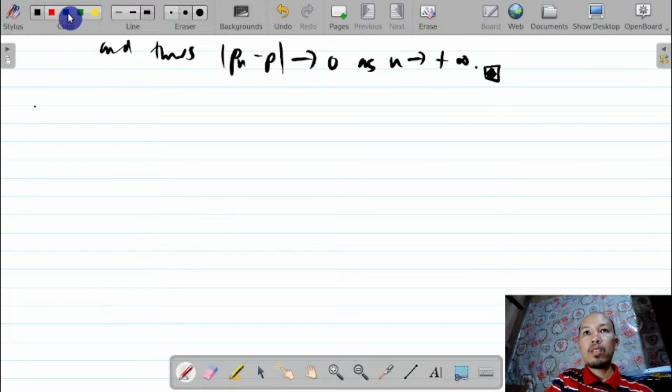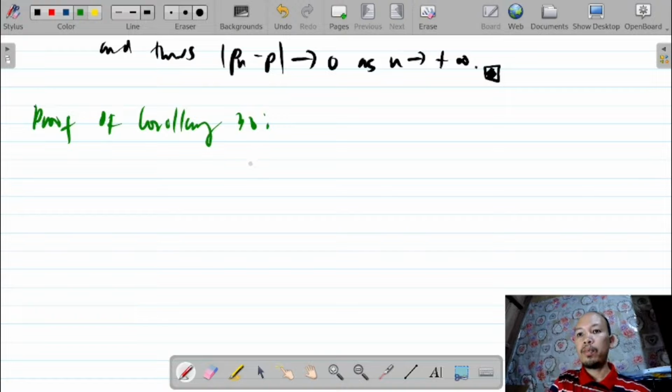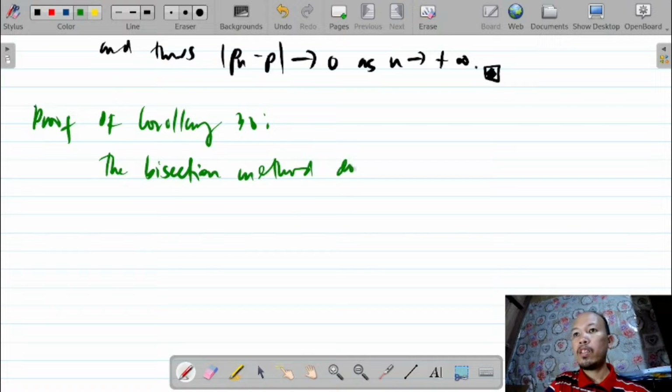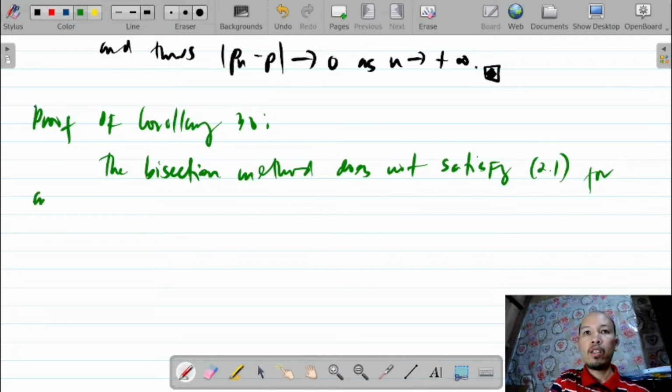Okay, let's use this color here. Proof of corollary 30. So the bisection method, so this is the proof, does not satisfy, I don't know if you recall this, equation 2.1 in our previous video for any c less than or equal to 1.